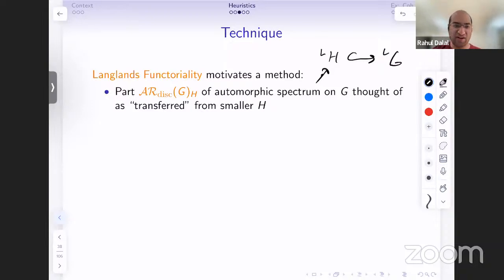Okay, so how do we formulate this? Basically, conjecturally, there's a part of the automorphic spectrum of G; you look at all automorphic representations of G, and there's a part, sub H, that you should think of as coming from a smaller group H. Again, this is very vague heuristics. I'm not saying anything precise here. I'm just saying the intuition you should have to motivate what we're doing.